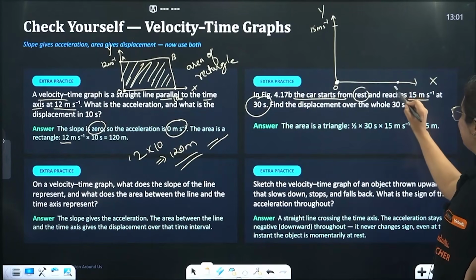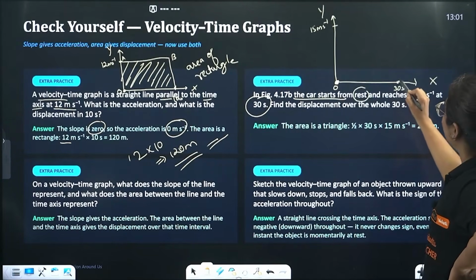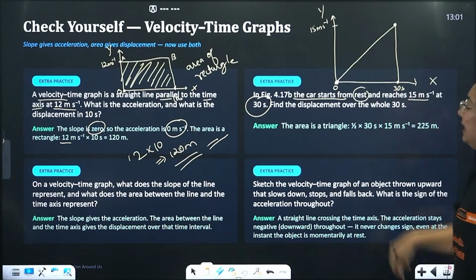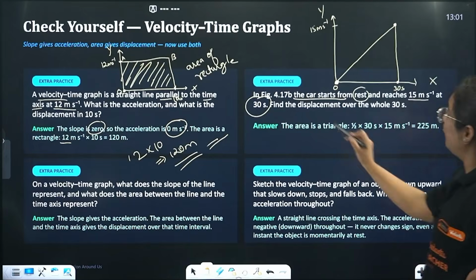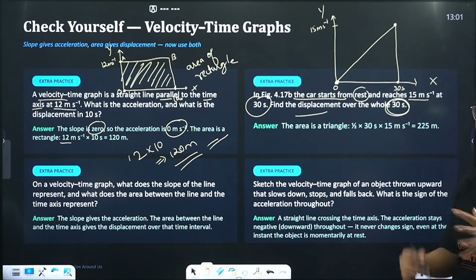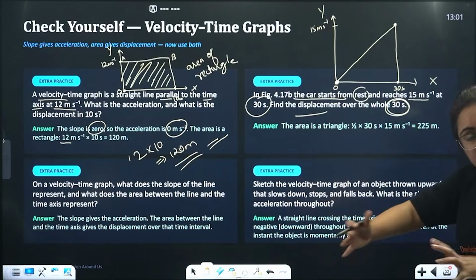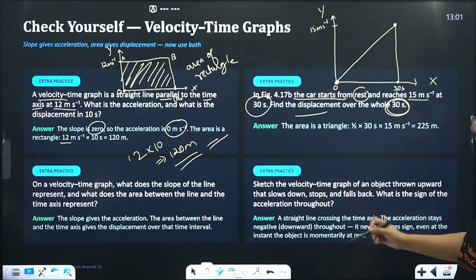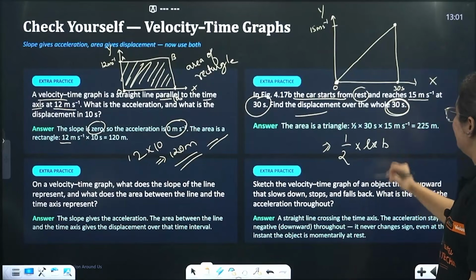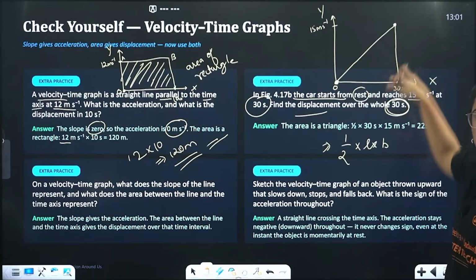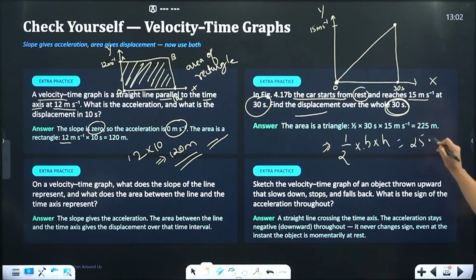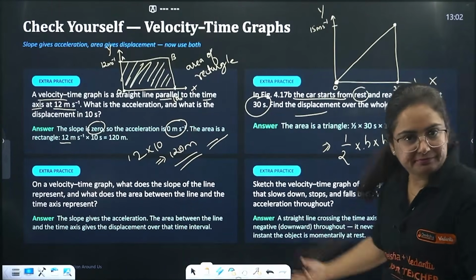Let this be 30 seconds. So it reaches where, beta? 15 meter per second. You can see a triangle being formed by this graph. So find the displacement over the whole 30 seconds. Displacement means how much it has been displaced, how much area it has covered. So here the area of the triangle will be half into base into height. Calculate it. 225 meter will be the answer.